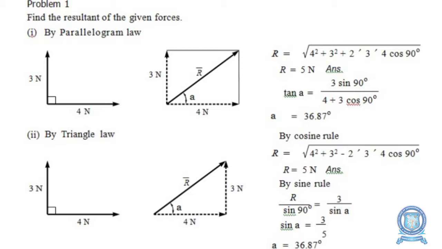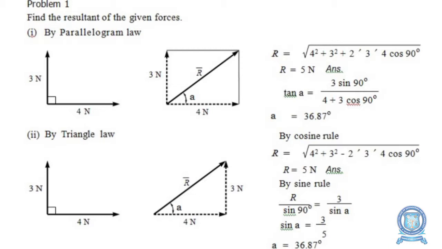Now we solve the same problem by using the triangle law method. In triangle law, we should first of all form a triangle, and then only can you solve the problem. The problem is mentioned here. The 3 Newton force is acting vertically upwards on the left hand side, and the 4 Newton force is acting horizontally in the positive direction at angle 0.